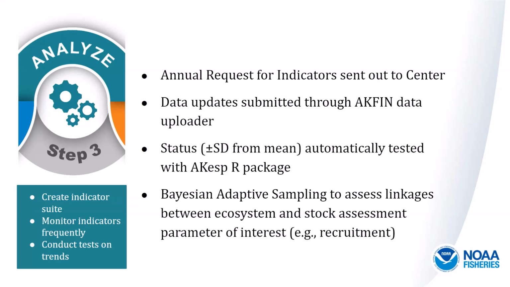The majority of the indicator data that are collected are in the form of time series, which are then assessed with a common set of statistical trends to determine status relative to past years. So to determine generally if ecosystem conditions are more favorable than usual, less favorable than usual, or near average. And then finally, a suite of ecosystem indicators are tested against recruitment with Bayesian adaptive sampling to determine any potential linkages between the ecosystem and the performance of the stock. And this same statistical process could also be applied to test other linkages between the system and the stock.